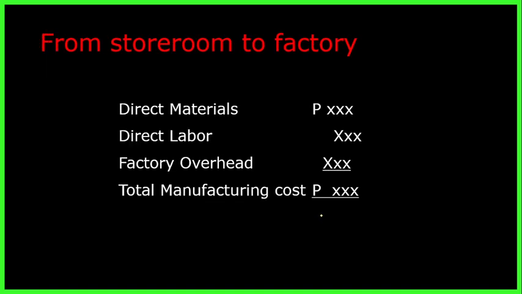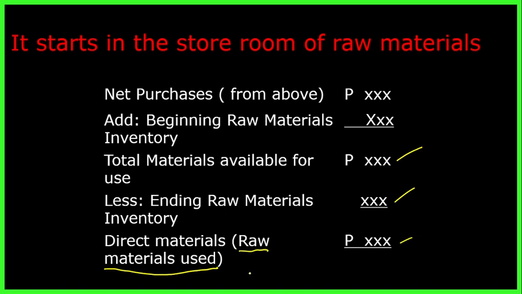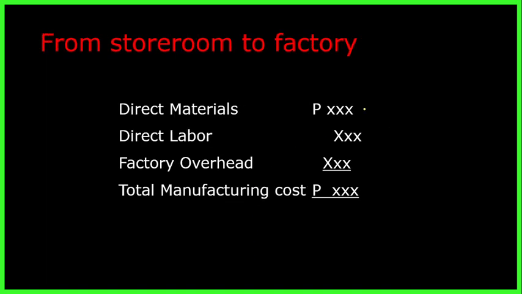from the storeroom to the factory, your raw materials used or your direct materials, of course, you're going to incur direct labor and overhead. This is now what you call your conversion cost, the cost that you need to incur to convert direct materials into finished goods. This one is your prime cost. Let's fix that, just to be consistent. You have here your prime cost, and the total is now your total manufacturing cost, also known as your cost this period.